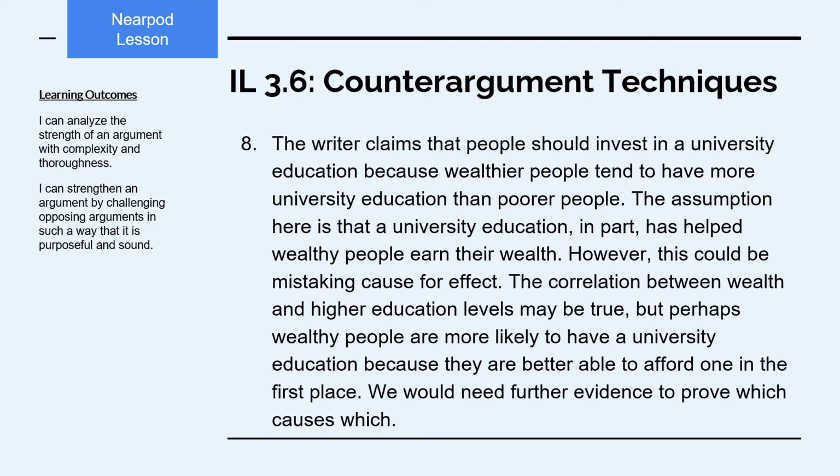Number 8, the writer claims that people should invest in a university education because wealthier people tend to have more university education than poorer people. The assumption here is that a university education, in part, has helped wealthy people earn their wealth. However, this could be mistaking cause for effect. The correlation between wealth and higher education levels may be true, but perhaps wealthy people are more likely to have a university education because they're better able to afford one in the first place. We would need further evidence to prove which causes which.